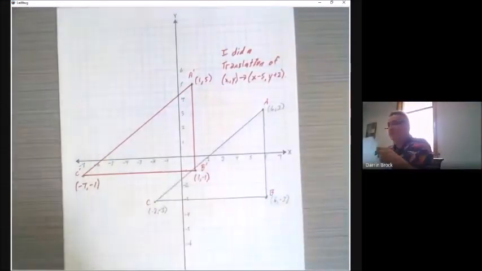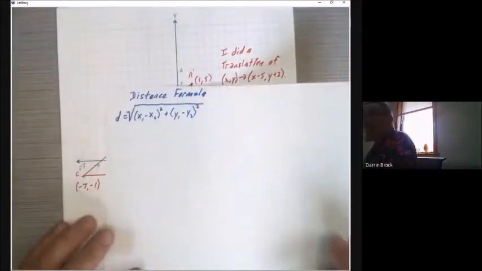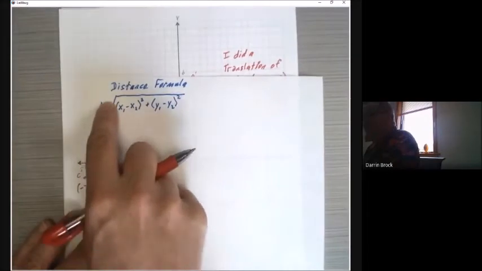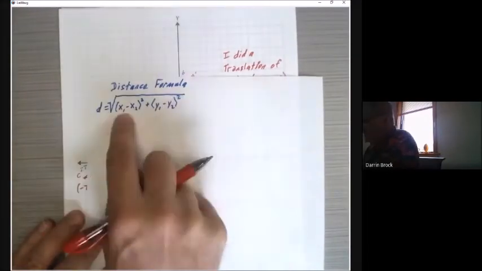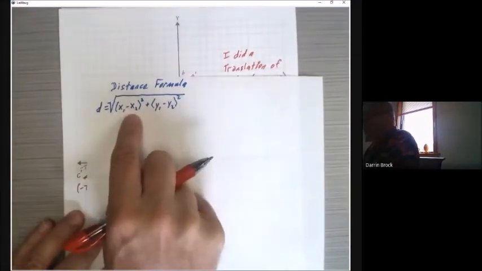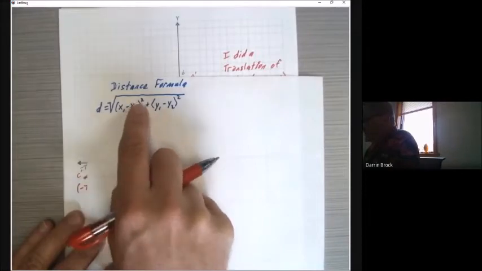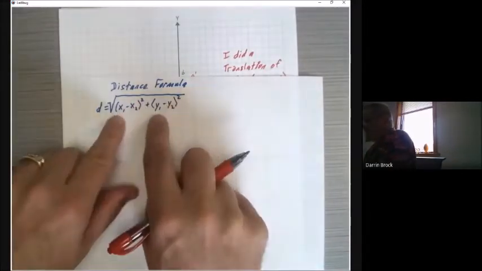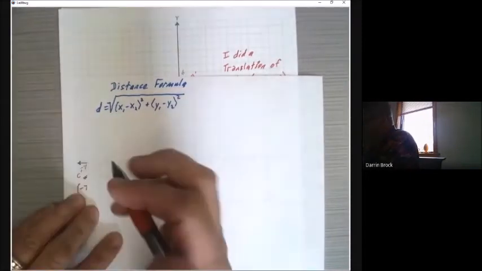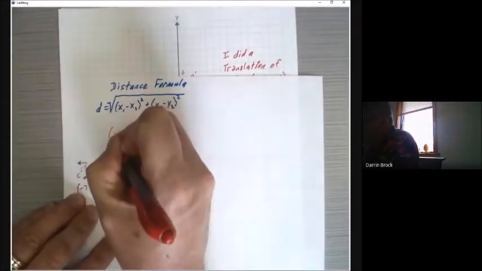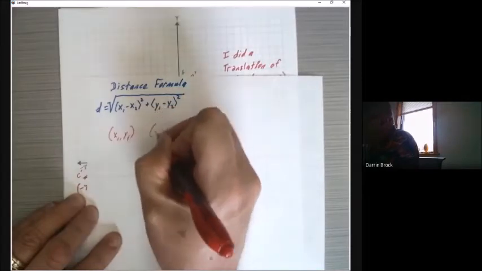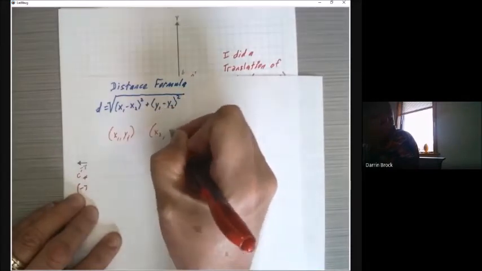So if you don't remember the distance formula, right in there somewhere. Distance formula: distance equals the square root of, you take the 2 x's and subtract from each other and square it. Take the 2 y's, subtract from each other and square it. X1, Y1, remember those should be the same point. The X1, Y1, and then the X2, Y2.